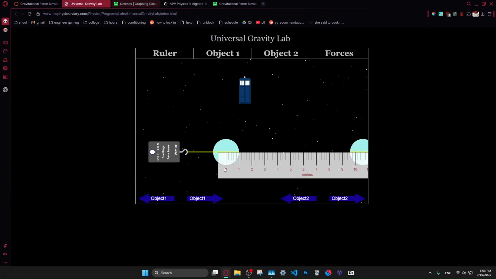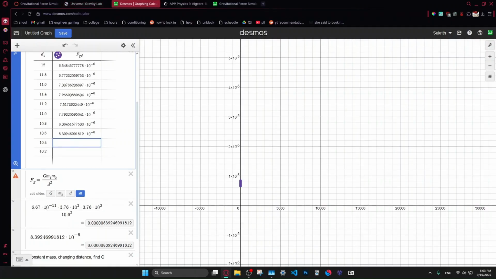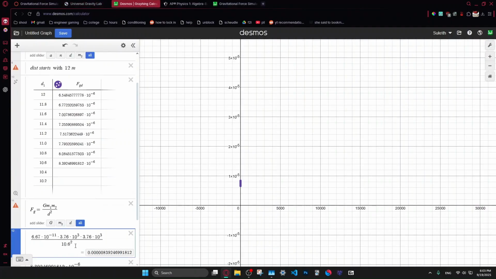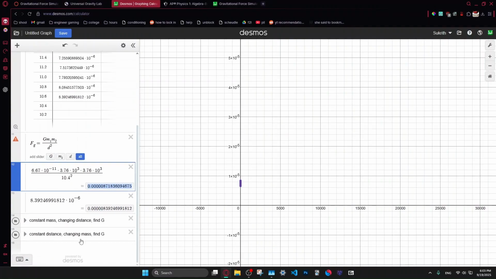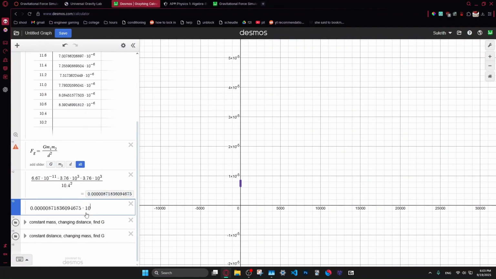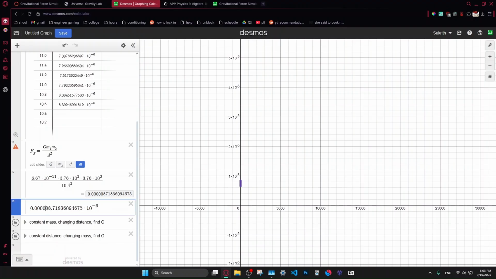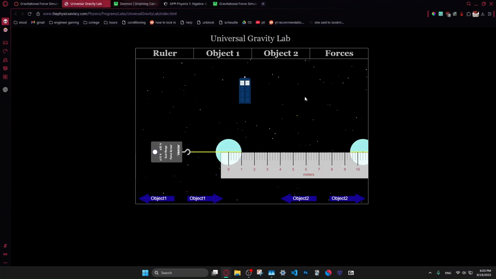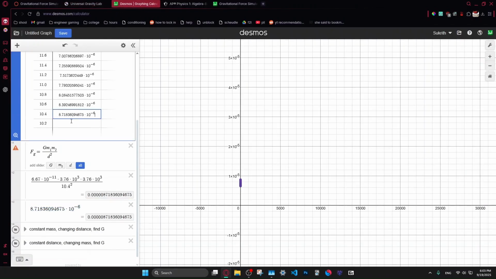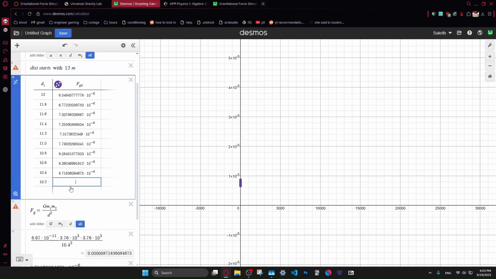We'll change it to 10.4 now. And then we're going to change this to 10.4. We're going to take our new force. Whoa. Is that right? Oh, yeah, that's right. We had to move it first. I knew that. Should be around 8.7 micronewtons. It is. I'm going to do it for 10.2.